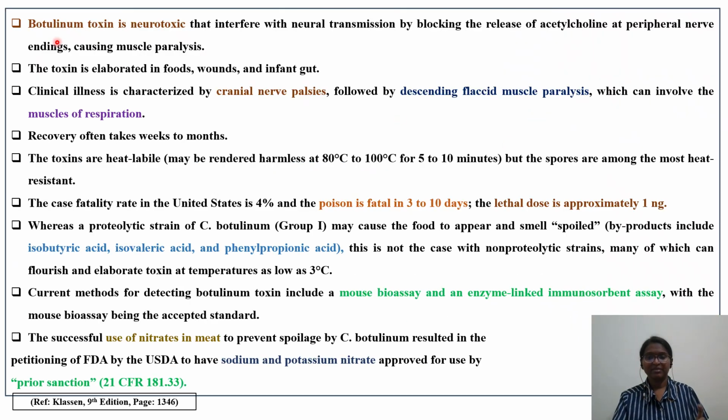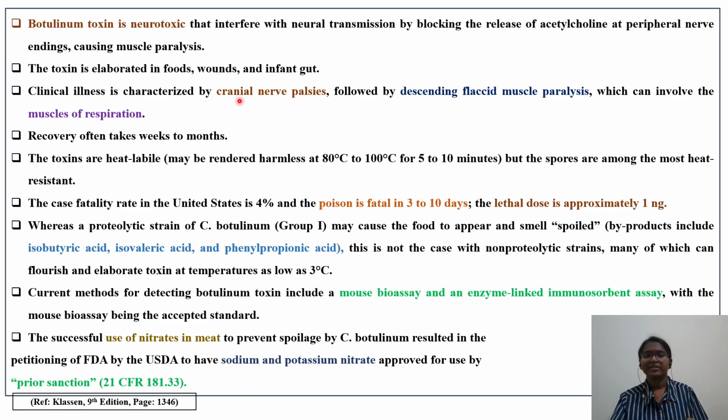Okay, so the main mechanism, once again, last we'll see: botulinum toxin is neurotoxic, interfering in neuronal transmission by blocking the release of acetylcholine at the peripheral nerve endings, causing muscle paralysis. The end result is muscle paralysis. Toxin is elaborated in food, wounds and the infant gut. This is also very important. One question you might get about this also.